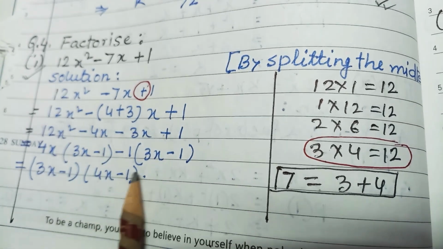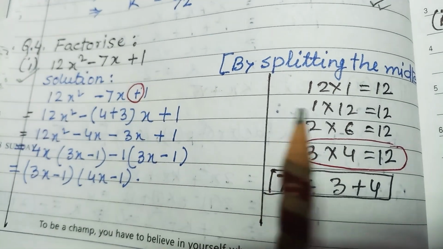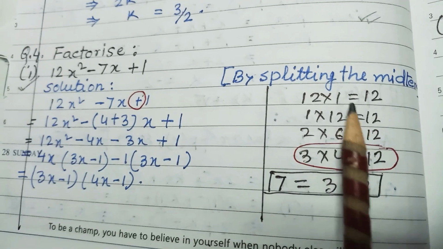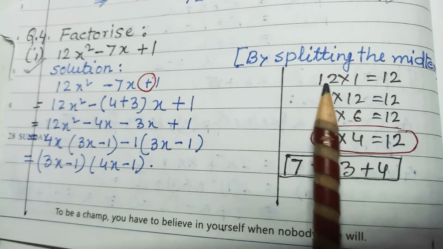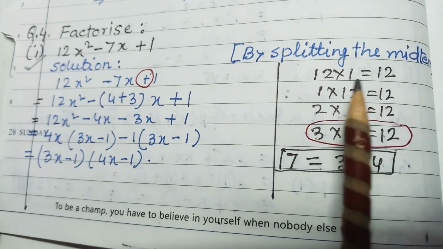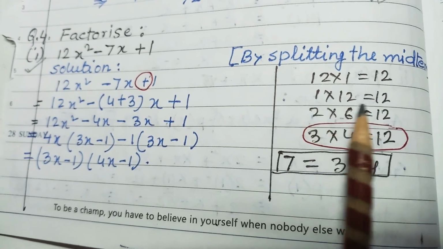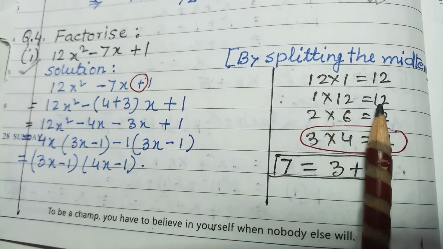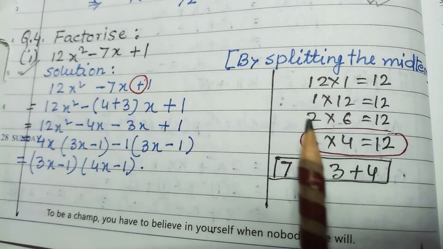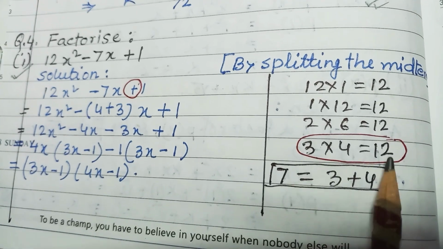Now I am explaining splitting the middle term to you. How do you split the middle term? First and last term you multiply. 12 ones are 12. Now all the factors of 12: 1 twelves are 12, 2 sixes are 12, 3 fours are 12. There are 3 pairs of factors. You have to write these in sequence.